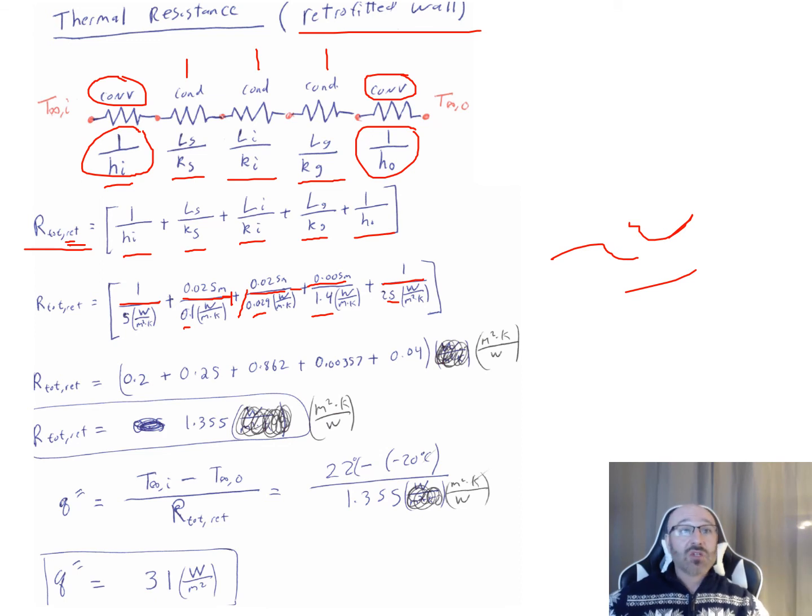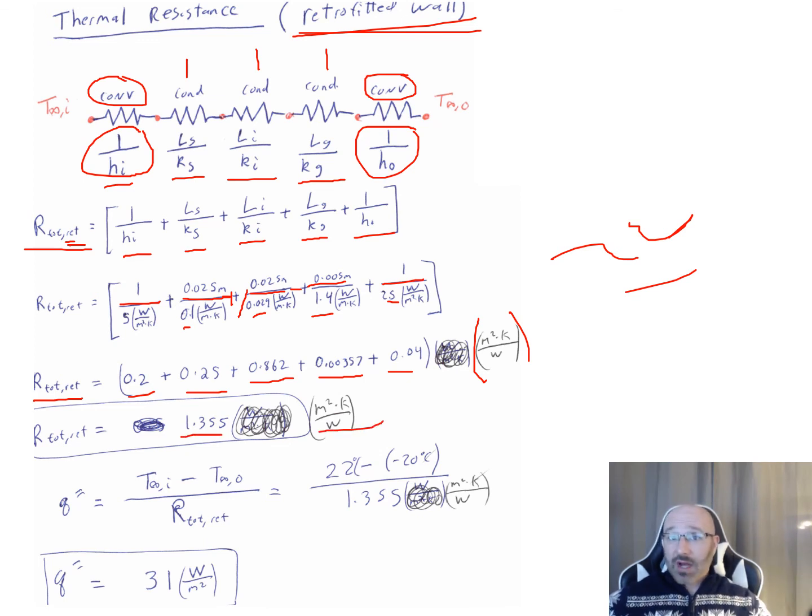We do that, do out our math there. Our total thermal resistance for our retrofitted wall is 0.2 plus 0.25 plus 0.862 plus 0.00357 plus 0.04, in units of meters squared Kelvin per watt. Do out our math, and this ends up being 1.355 in those same units.